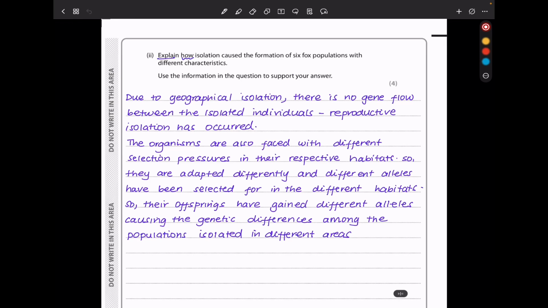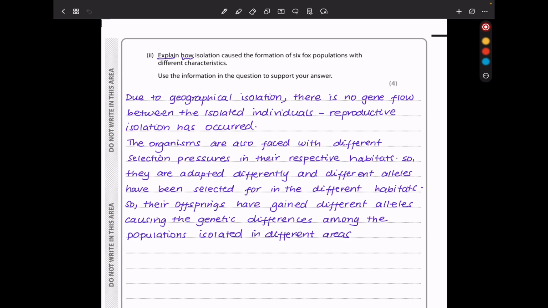Next, they say, explain how isolation caused the formation of 6 fox populations with different characteristics. Use the information in the question to support your answer. So isolation occurred, and now we have 6 different populations. So it could be geographical isolation, leading to reproductive isolation, and then the organisms that are isolated in the different areas are going to be faced with different selection pressures, and they will adapt to those selection pressures differently, and this will lead to the differences that are going to be observed.